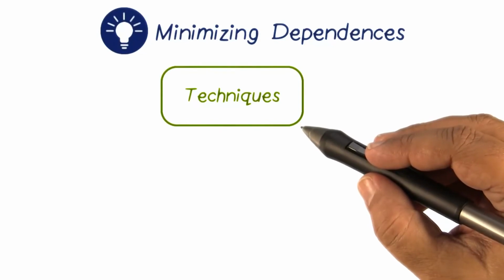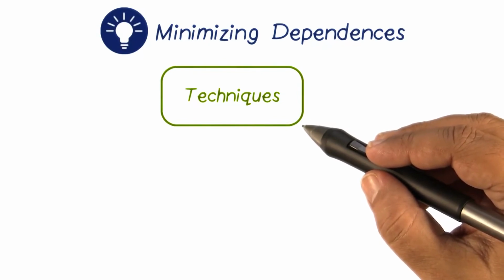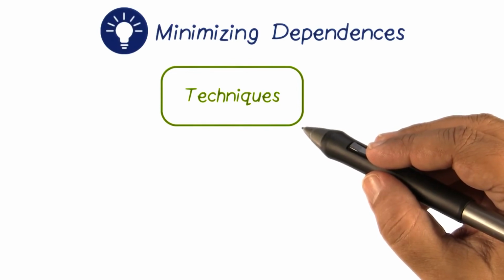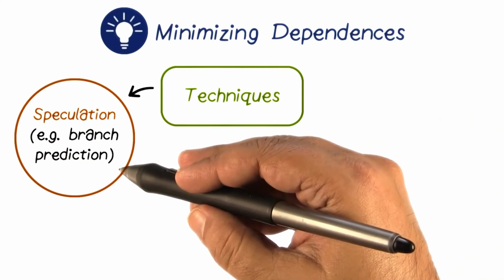We saw three different kinds of dependencies, and they pose severe problems in instruction scheduling. So the question is, how can we minimize those dependencies? Several techniques are in fact designed for addressing the dependence issues, especially with regard to control dependence. The first technique is speculation. We can speculate to avoid having to wait for the branch condition.